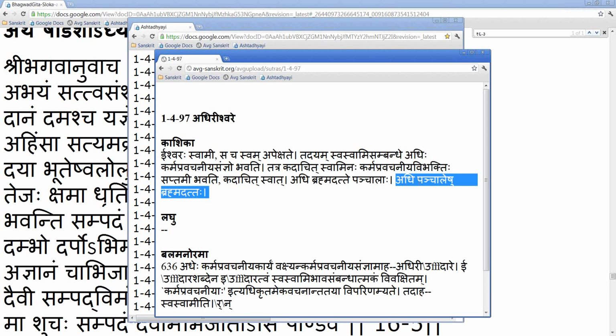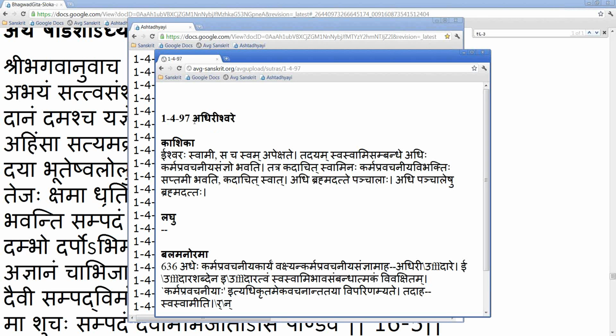But here we're going to use this one. So we say Ishware adhi. You can say Ishwara adhinam yashaha. So success depends on the Lord. So this one we're going to use. So adhi Brahma datte. So these Panchalas depend on Brahmadatta. They're dependent on him. So now, this is saying that this saptami bhakti can be used with Brahma dattaha.